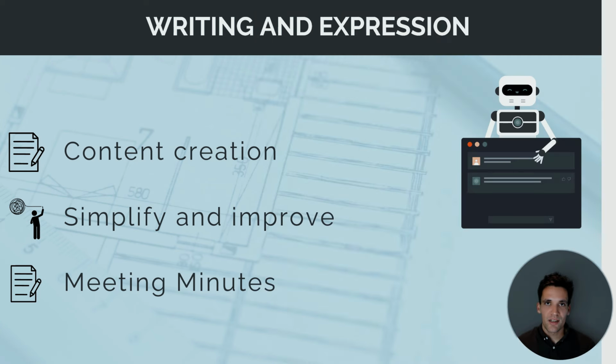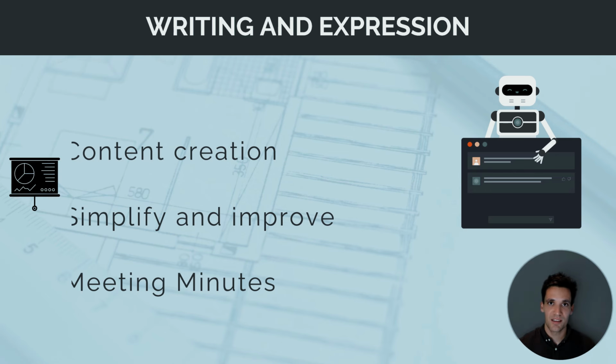If we're talking about writing and expression, which we've already spoken about a ton, ChatGPT can be used for content creation. Even if ChatGPT doesn't do the writing, we can use ChatGPT to simplify and proofread what we've written so it's easier for others to understand. And ChatGPT can be used for things like creating meeting minutes.